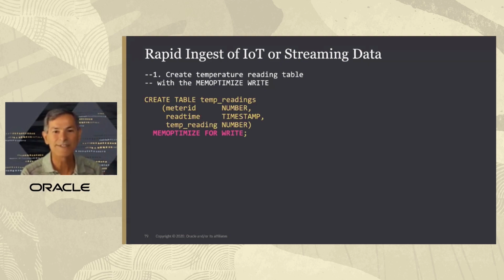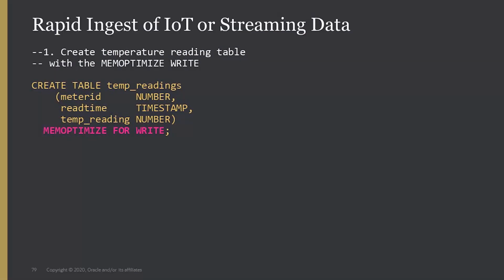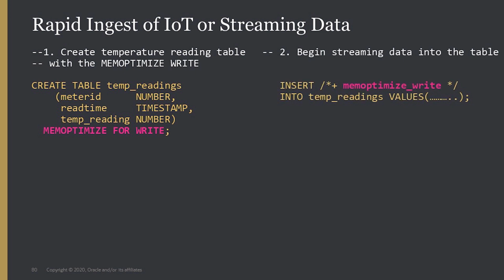Again, here's a very simple example of how you use IoT. When you create the table, you say it's mem optimized for write. That means we're optimizing for IoT writes. When you insert data, you tell us this insert is optimized for write. It's optimized for IoT streaming writes. And again, we do the memory buffering automatically.